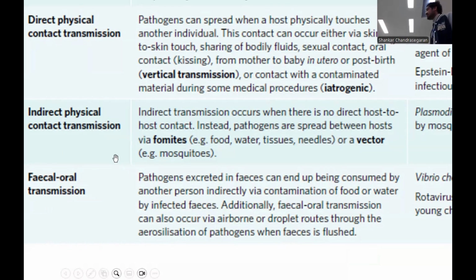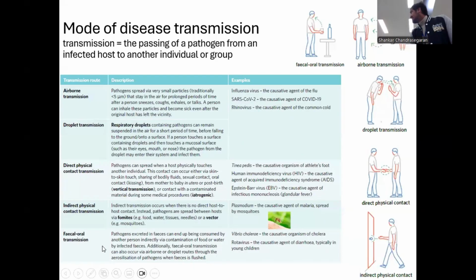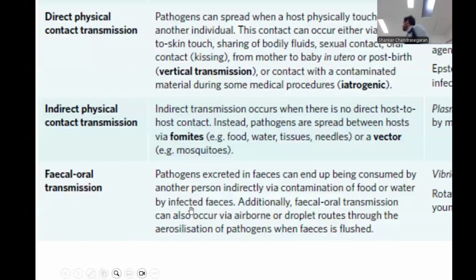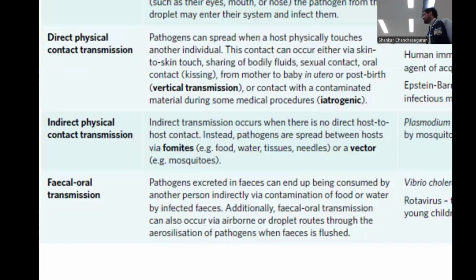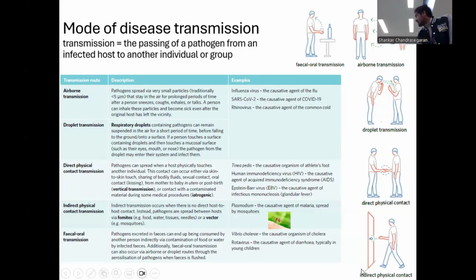So even though it is considered fecal-oral transmission, you can see where it overlaps with other forms of transmission as well. Even though the pathogens excreted are being consumed by the person indirectly via contamination, they can then spread it through other means, right? Airborne or droplet, but it still falls under fecal-oral transmission because that's where it started, right? So there are a lot of ways that a disease can spread, and it's very important to take this into account when we are trying to deal with a pathogen, right?